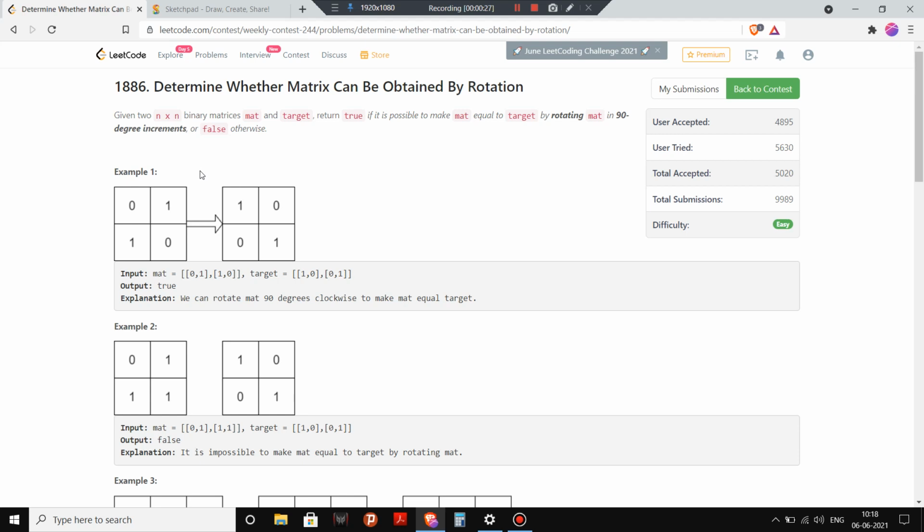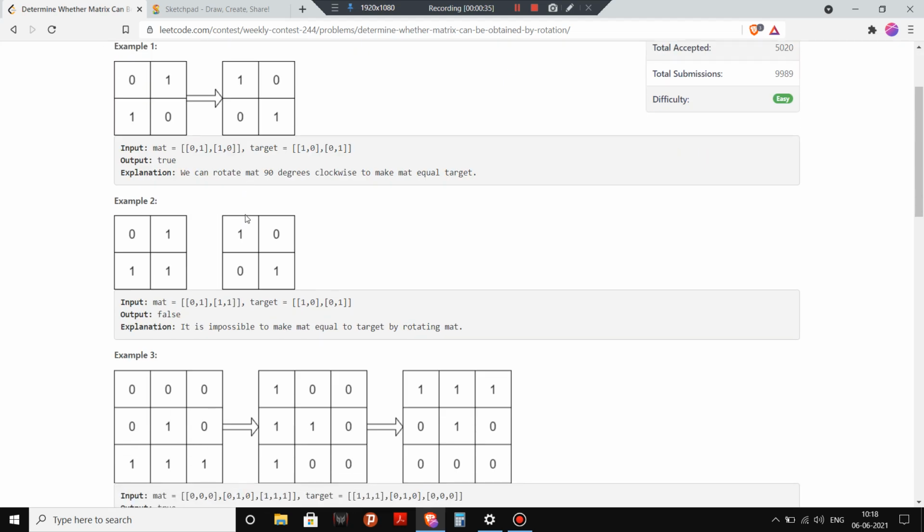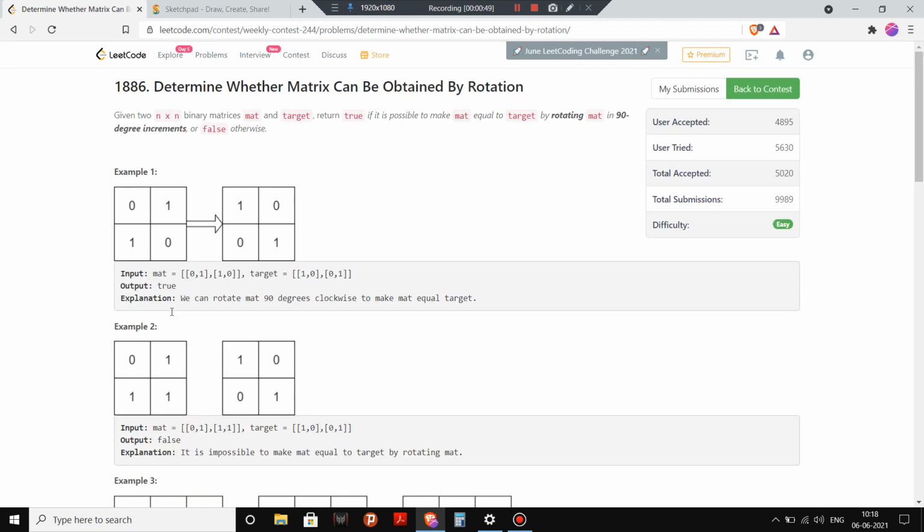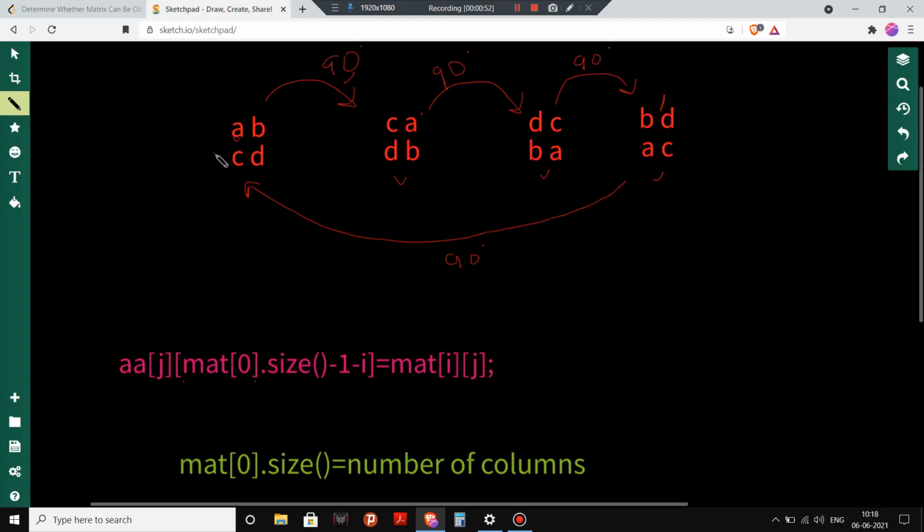Here we are having example 1: 0 1 1 0 1 0 0 1. We can clearly note that after one rotation of 90 degrees we can obtain this matrix. In example 2 we are having 0 1 1 1 and the target matrix is 1 0 0 1. So after as many rotations we can't obtain this target matrix, so we have returned false. And similarly in example 3 we have returned true. So let's see here for better understanding.